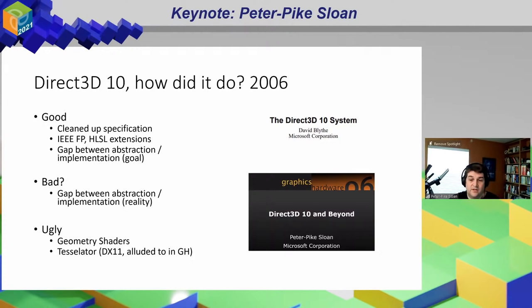The other problem was it was sort of designed around things like shadow volumes, which was a shadow algorithm that Frank Crow came up with in the 80s and was used in games.